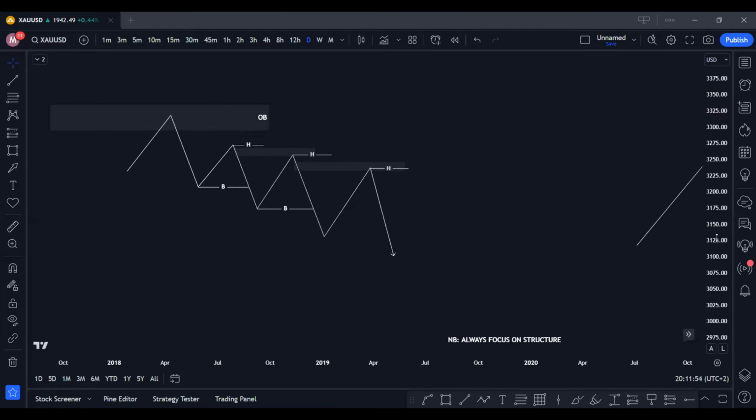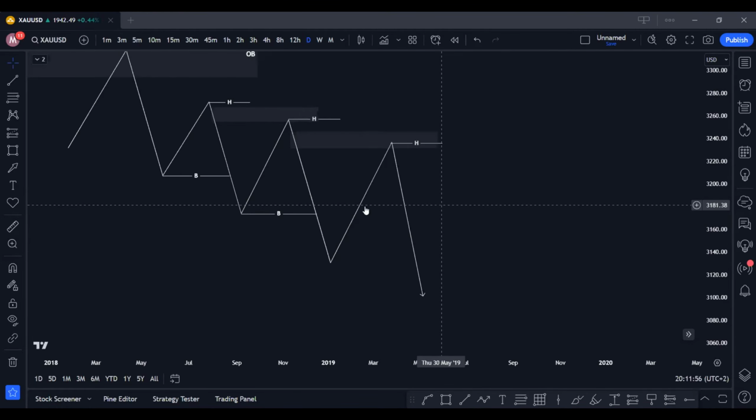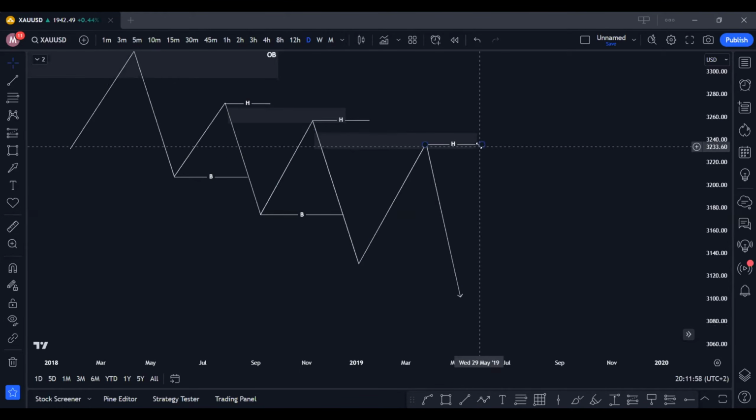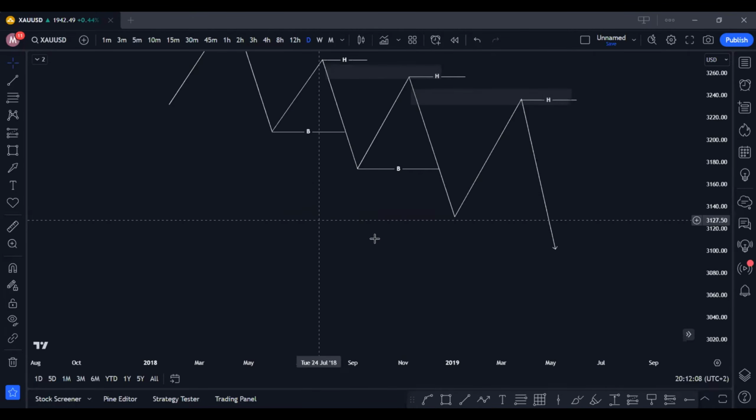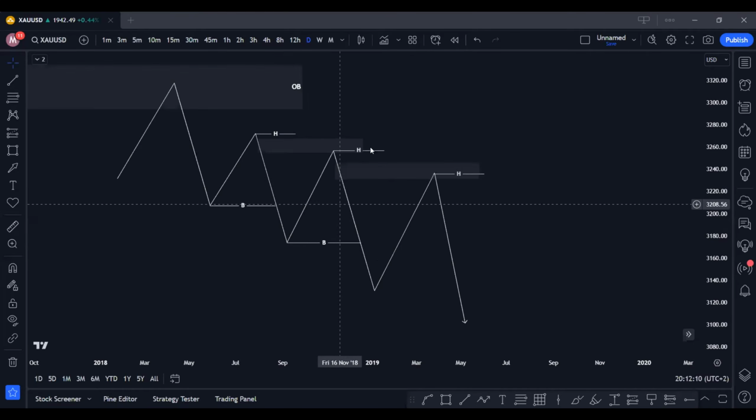So what happens if price doesn't give you any pro trend trades or any confirmation entries? Price can do something like this. Let me just make an example out of these here.